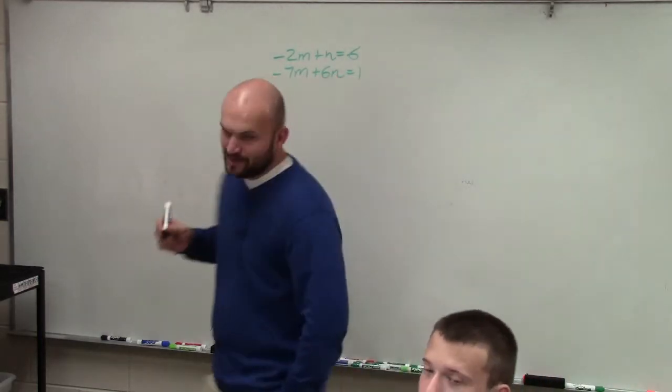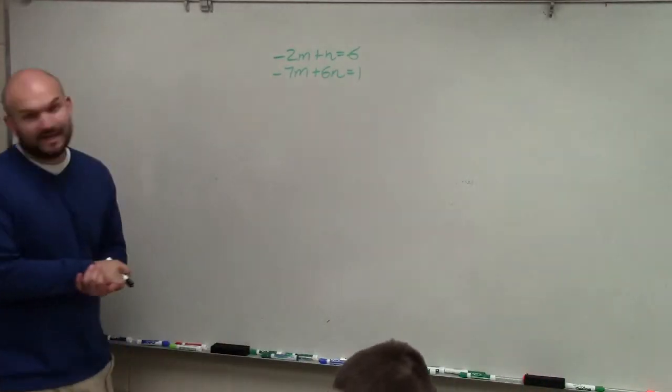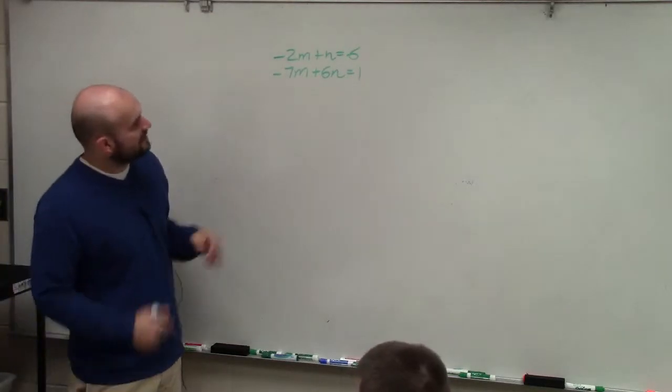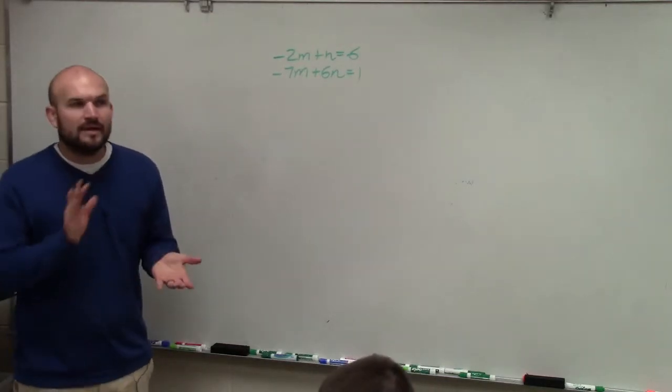So in this example, what we have is negative 2m plus n equals 6, as well as negative 7m plus 6n equals 1.